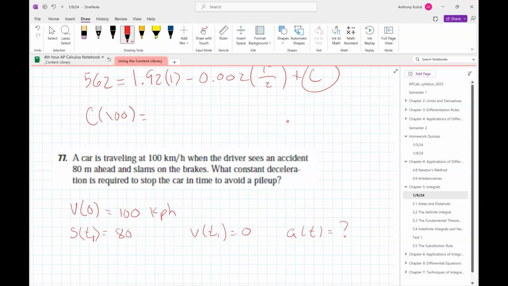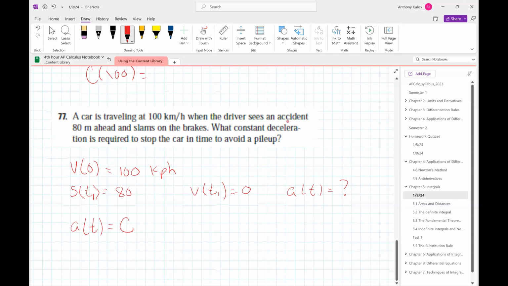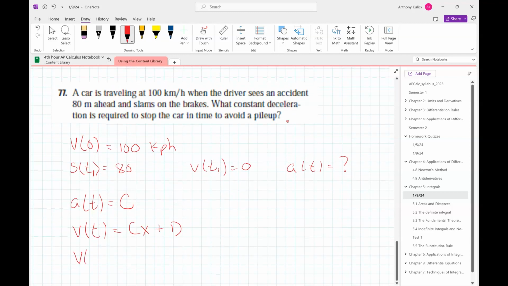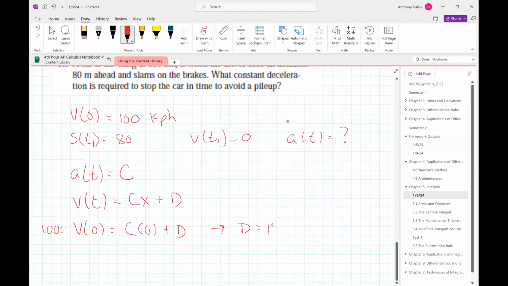Okay. So I'm going to say a of t is equal to just some constant. I'm going to call it c for now. The antiderivative of that should be velocity. So that's going to be ct, and I'll call that plus d. I know that v of 0 should be equal to 100. So I can see that d is going to be 100.